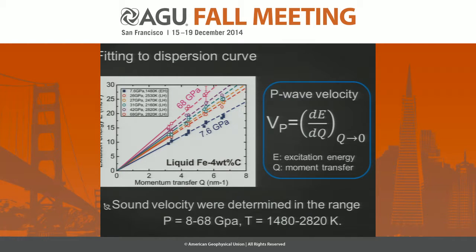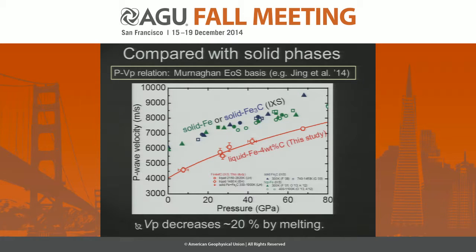So we determined the sound velocity from 7.6 to 68 GPa, in the temperature range 1480 to 2800 Kelvin. The red symbols are the determined sound velocity for liquid iron carbide, plotted as a function of pressure. The line is a fitting curve with a very simple equation on the basis of the Murnaghan equation, and also without any temperature effect on the sound velocity.